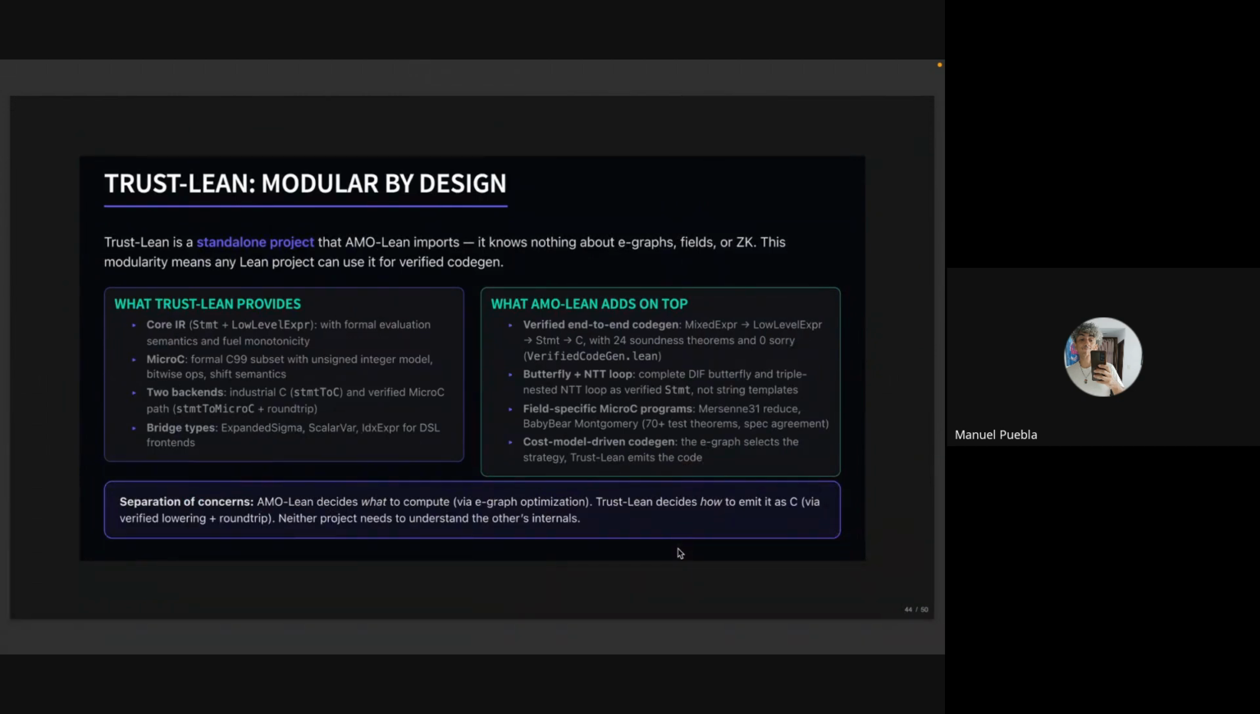So a few words about TrustLean. This is modular. It provides a core intermediate representation and works with micro C. It has 2 backends. We're going to extend this in the future with more backends. I mean, we want to use this more, and it's modular because we want it to be modular. And it interacts with AMO-Lean just to do its work. And it's going to be available for other projects as well, and we like this idea as well.